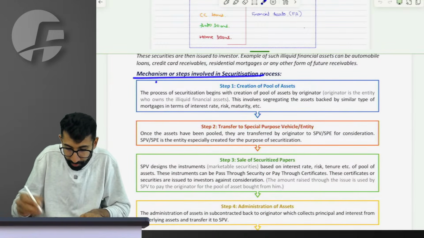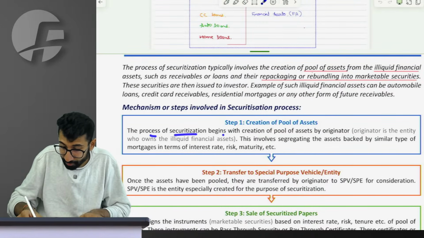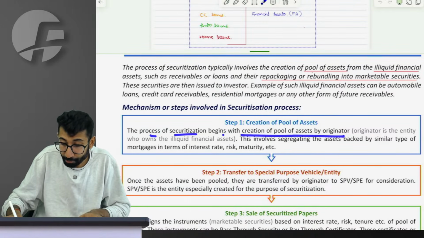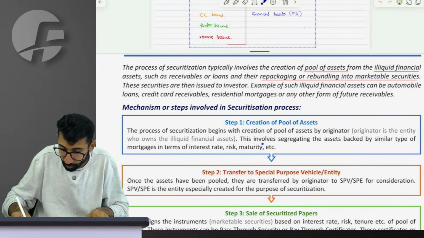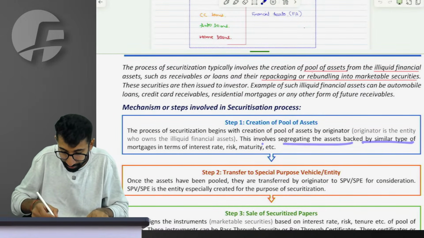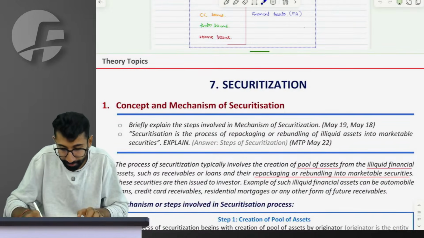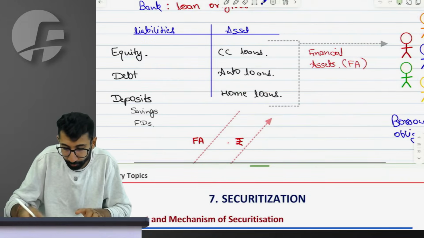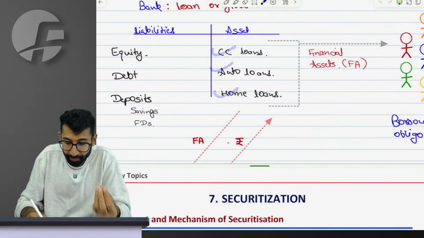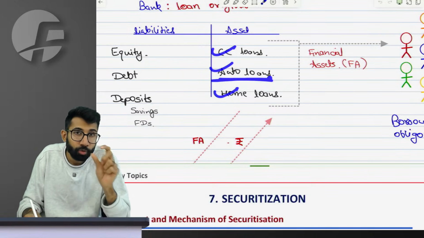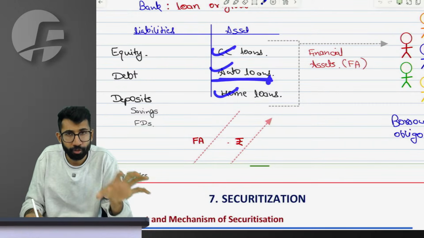Sir, what are the steps? Creation of pool. The process of securitization begins with creation of pools of assets by the originator. Who's the originator? Now you know, the bank, correct? This involves segregating assets backed by similar types of mortgage in terms of interest rate, risk or maturity. Sir, I have different kinds of loans given to different people. For example, even if I talk about auto loans, all of them are backed by automobiles like cars, trucks, or any kind of automobile.